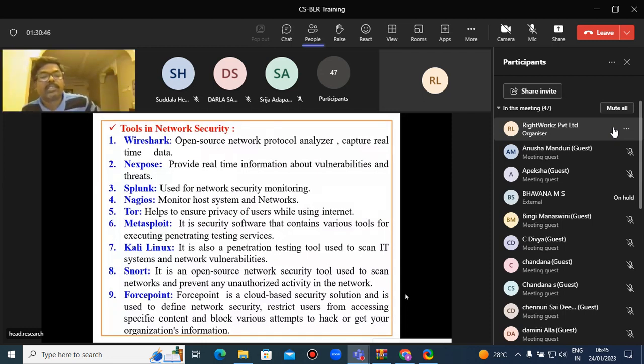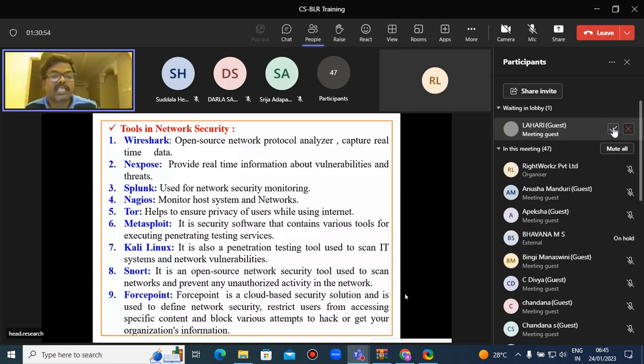Metasploit is security software that contains various tools for executing penetration testing services. Kali Linux is also a penetration testing tool used to scan information technology systems and network vulnerabilities. Another is an open source network security tool used to scan networks and prevent any unauthorized activity at the network level. The fourth is a cloud-based security solution used to define network security. It restricts users from accessing specific content and blocks various attempts to hack or get your organization's information.